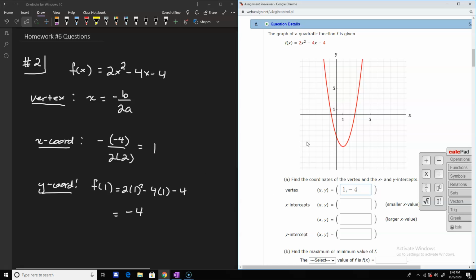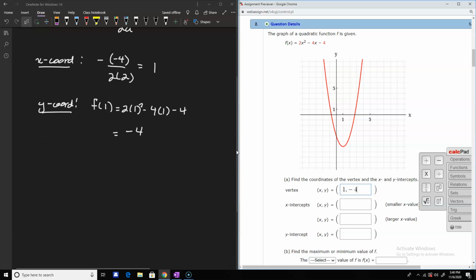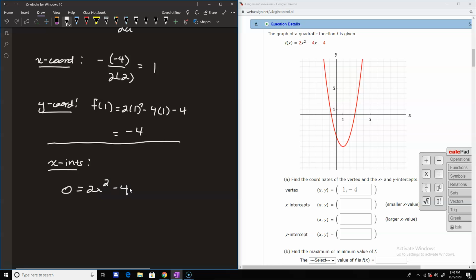And then the x-intercepts, you can kind of see where they're at on the graph, but another way to do it is just set the function equal to 0. So for the x-ints, we can set this whole thing equal to 0. So 0 equals 2x squared minus 4x minus 4. You can divide the whole equation by 2 to make the numbers a bit smaller. So this one isn't going to factor, so we'd have to use the quadratic formula here. So x would be positive 2 plus or minus the square root of negative 2 squared minus 4 times 1 times negative 2.